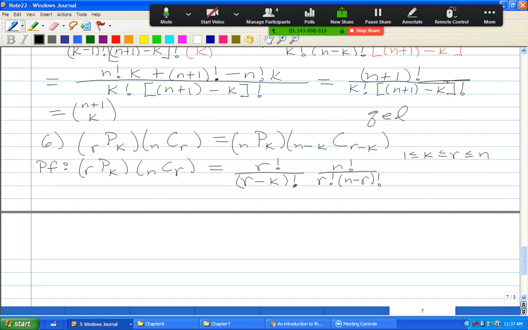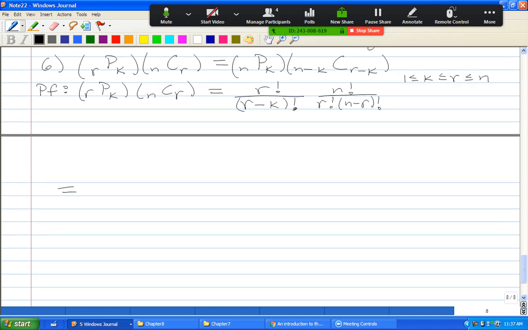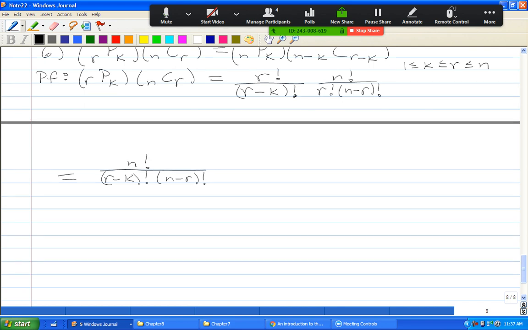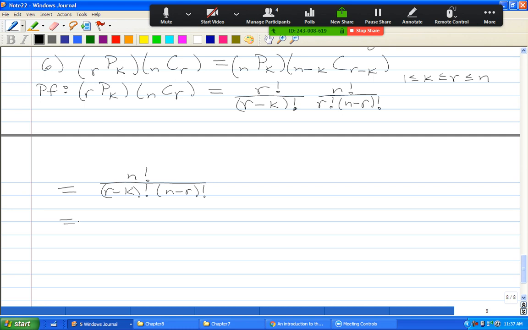So one of the things that you notice here is that, straight off the bat, the R factorials cancel. So you get that this is equal to N factorial over R minus K factorial times N minus R factorial. Okay, good.